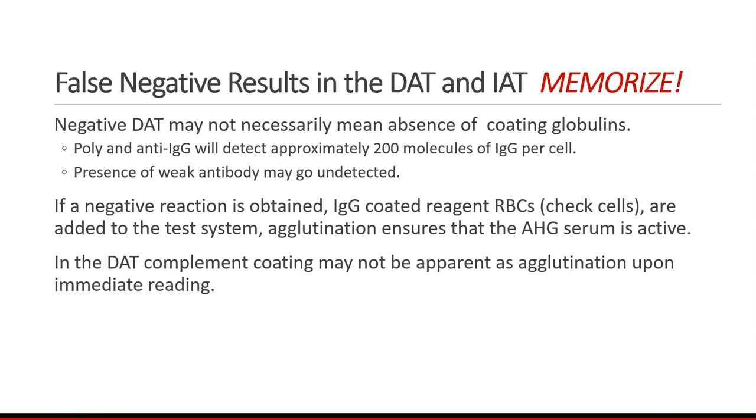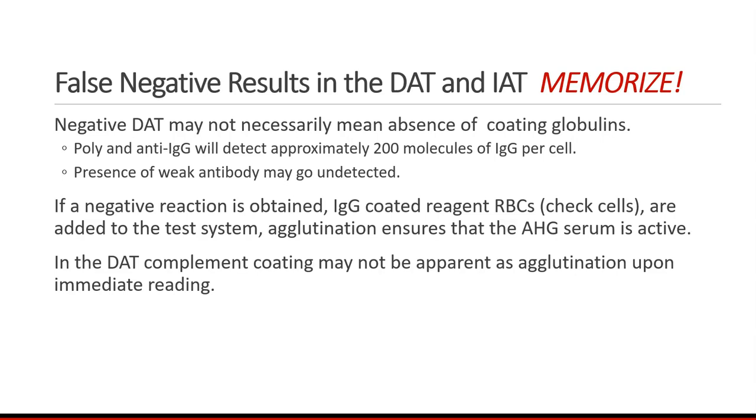A negative DAT may not necessarily mean the absence of coating globulins. Polyspecific and anti-IgG will detect approximately 200 molecules of IgG per cell. So this is a light sprinkling. The presence of a weak antibody, where less than 200 molecules of IgG are on a cell, may go undetected. If a negative reaction is obtained, IgG-coated red cells, which are called check cells, are added to the test system. Agglutination ensures that the AHG serum is active.